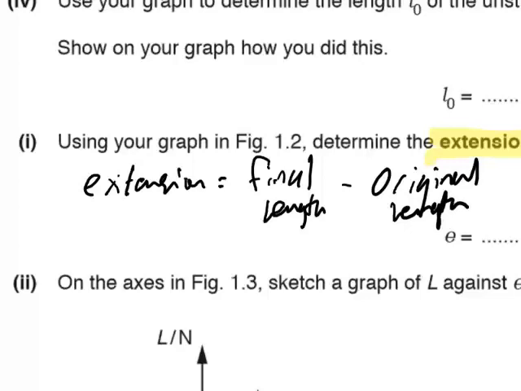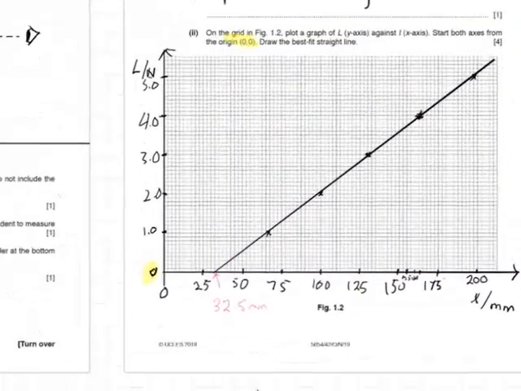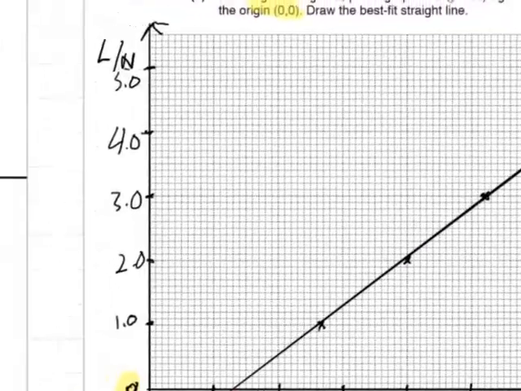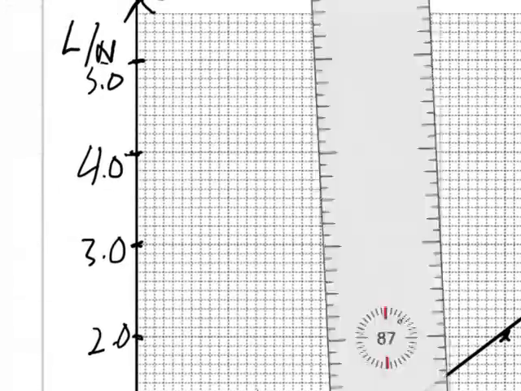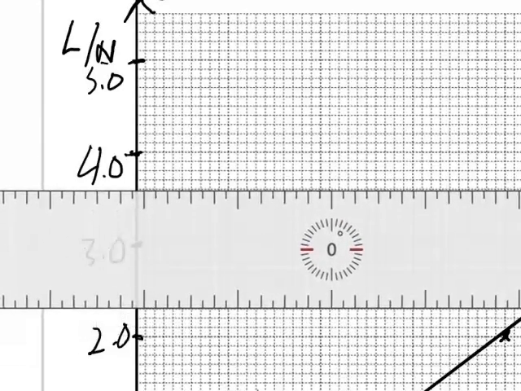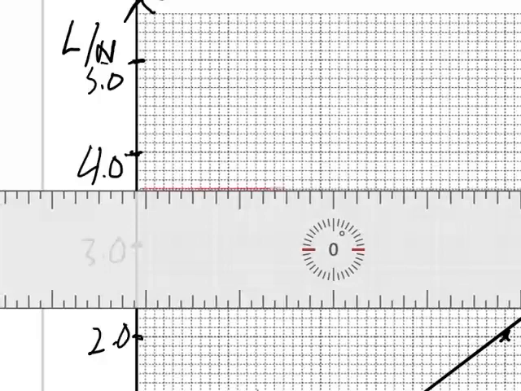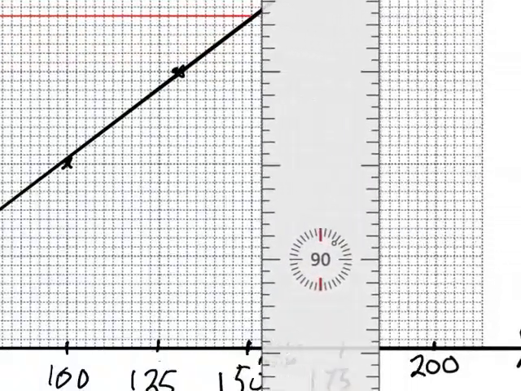Okay, so if we use the formula here, it will be L minus L0. By looking at load 3.6, we need to check the 3.6 here. Take a ruler. 3.5, 3.6 is here. Draw a line. Now from there, draw a line to the bottom.